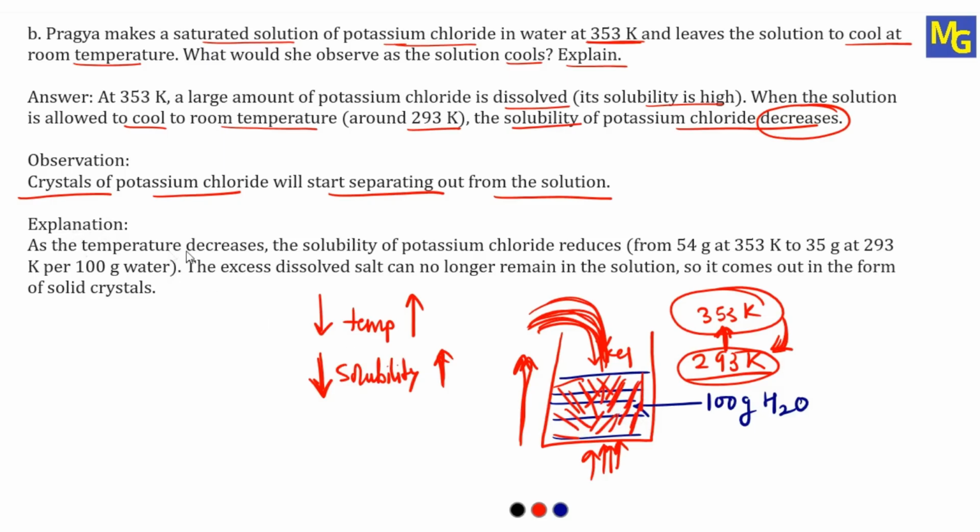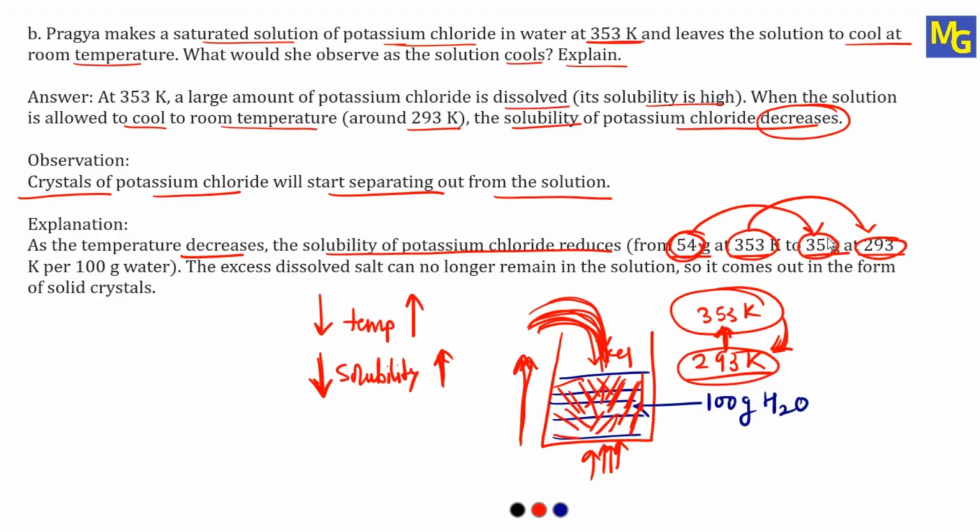As the temperature decreases, the solubility of potassium chloride reduces from 54 gram at 353 to 35 gram at 293. You may have seen the table. They have given the solubility at different temperatures. When we reach 353, the solubility was 54. But when we decrease the temperature to 293, solubility also decreases to 35 gram. So when it comes to 35 gram, the remaining salt from 54 gets crystallized.